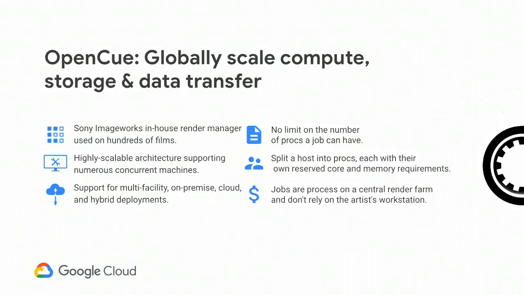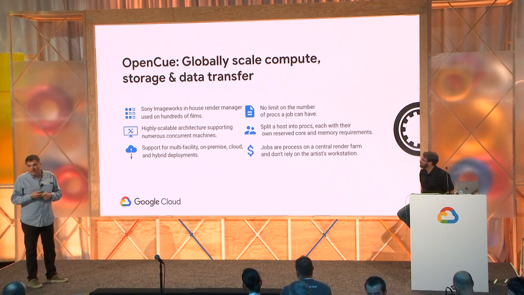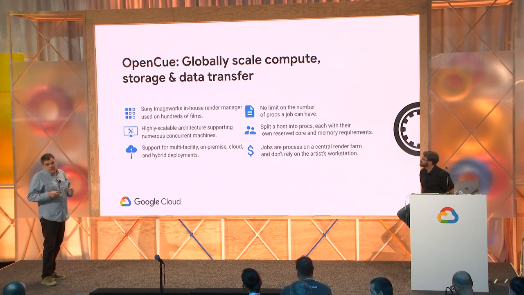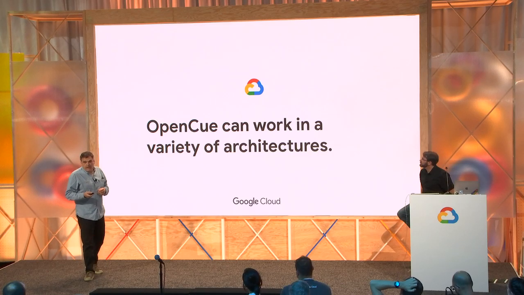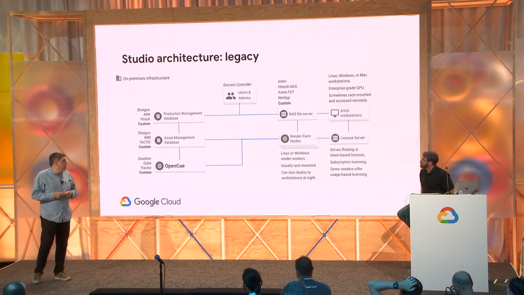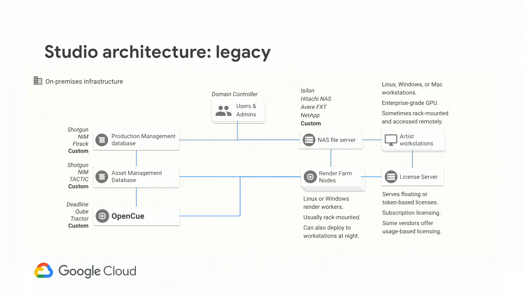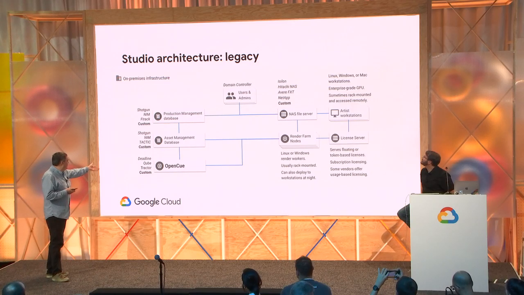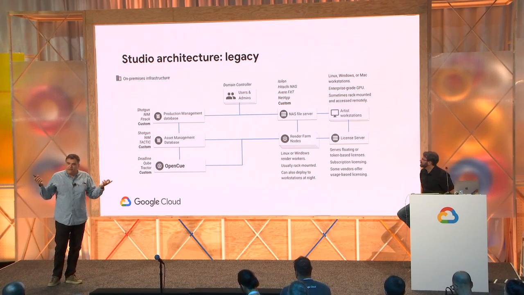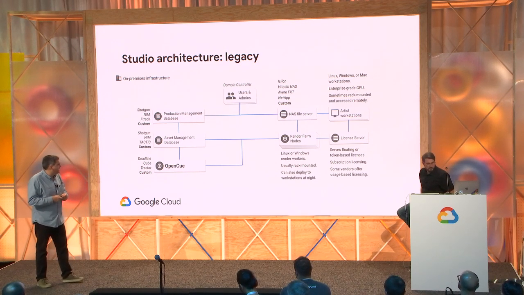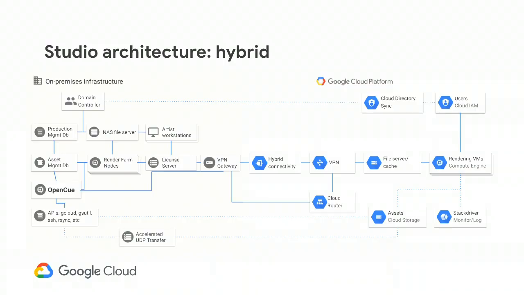It has been used in various different deployments as well, on-prem, hybrid, and cloud only, and has scaled to many, many machines. So OpenCue can work in a variety of architectures. This is not a tool that we've released that only works on Google Cloud. It was developed in an on-premise way of working, and you can see how it would function here. It's basically used to distribute the thousands or hundreds of thousands of frames to all of the render hosts that you are utilizing. It's also been used by them quite consistently for hybrid deployments.